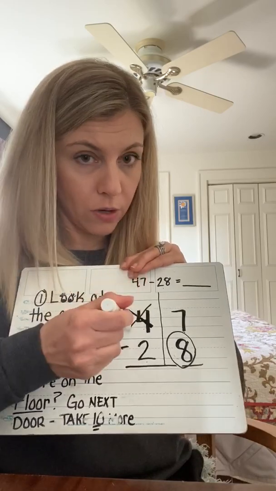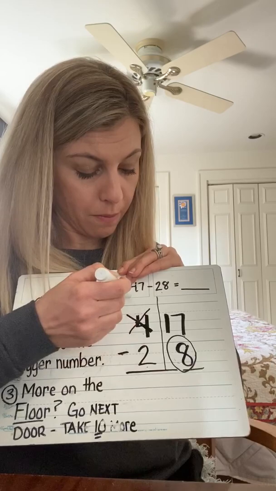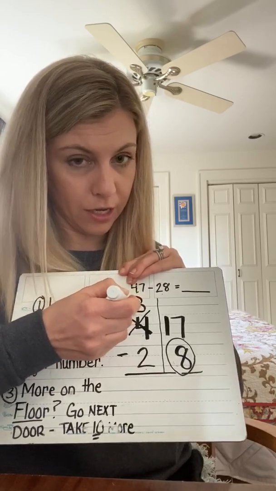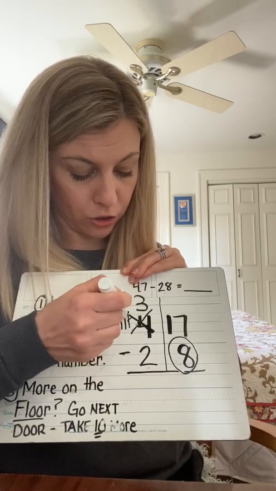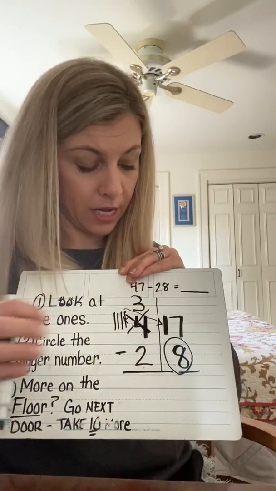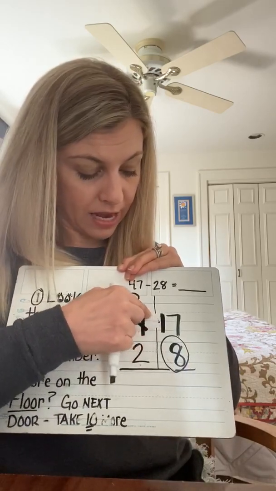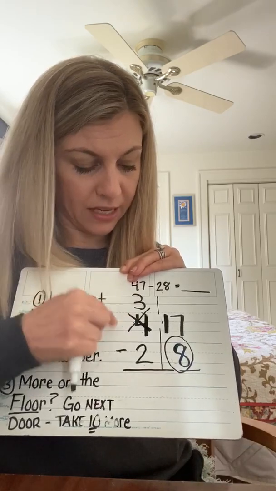Go next door. Take 10 more. The 4 becomes a 3. We had 4 groups of 10. We took one away and put it over there, okay, to help the 7. So now the 7 got 10 more and it became 17.